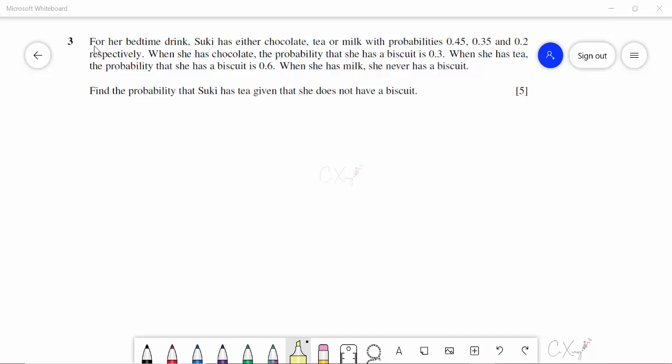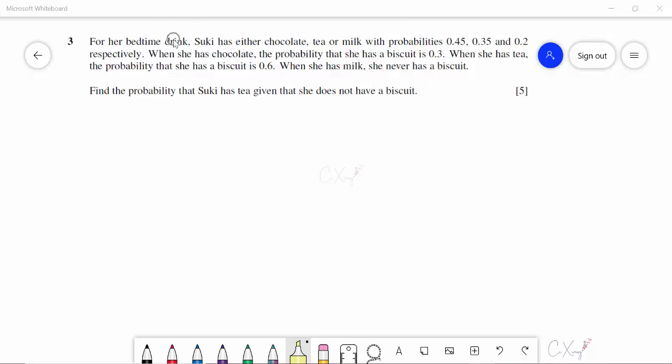For question number 3, they are talking about bedtime drink. So Suki has either chocolate, tea, or milk with this probability. And after that, they are talking about whether she will have a biscuit or not.